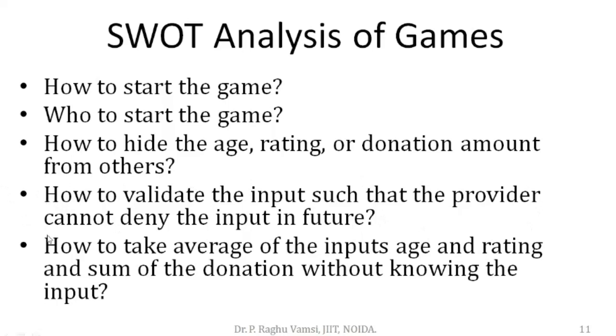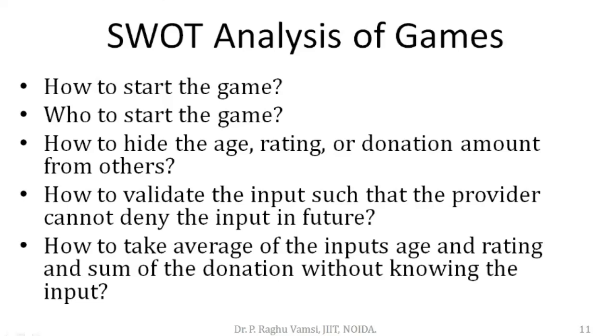That is the answer to this particular question: how to take the average of inputs like age and ratings, and the sum of the donations, without knowing the input. As I just told you, initially the company may give you a long number or some other number in an encrypted form, and to that the remaining people may add their age or donations or whatever it may be. Finally, the company knows the long number they had given. That will be subtracted from the total amount, and whatever they get is the total age or amount, which they will get easily.